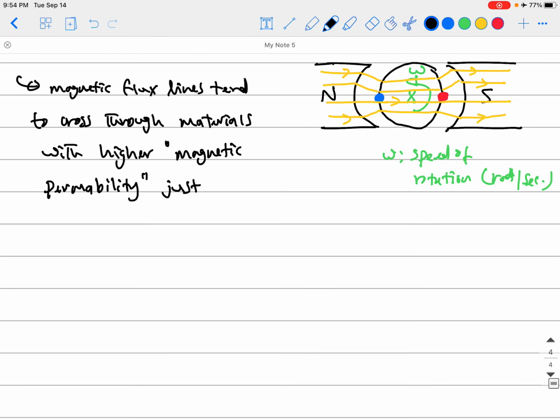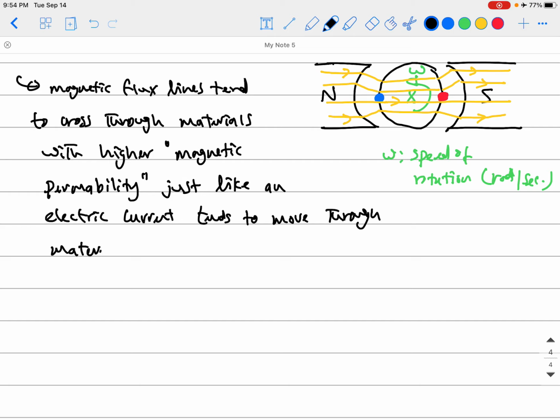Just like an electric current tends to move through materials with higher electric conductivity.